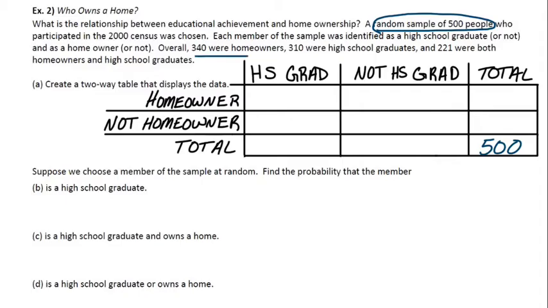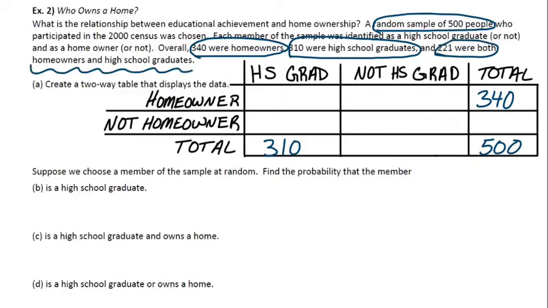All in all, it says there were 340 homeowners, so we can put homeowner total at 340. 310 high school grads, so we can go to high school grad, that total will be 310. 221 would be in the intersection of high school grads and homeowners, so 221 would go here. And then from there we can fill in the two missing blanks that go with our two totals. So 221 out of 340 were high school grads and homeowners, therefore the leftover would be not high school grads and homeowners. And then the same logic applies here. High school grad and not homeowners would be the leftover out of 310.